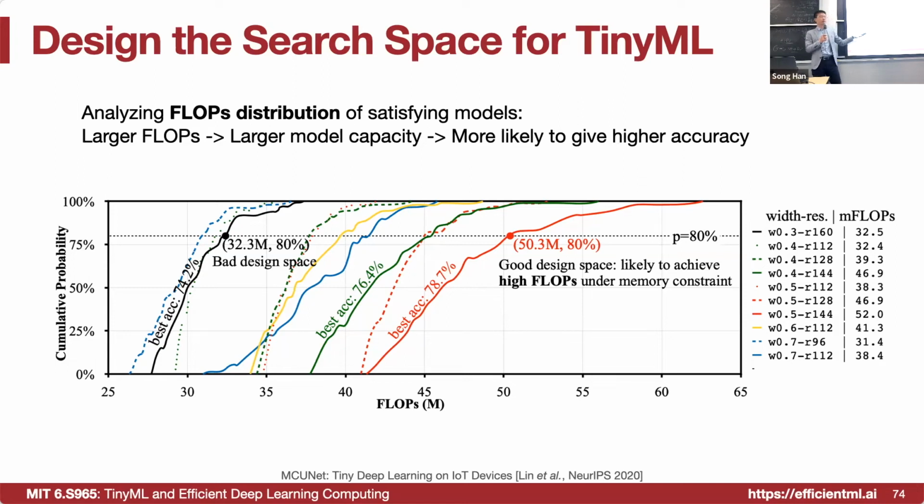You don't need to train the model. You just measure the flops given the same memory constraints, and you want to use the design space that is likely to offer higher flops under the same memory constraints, and you pick that design space as your search space.